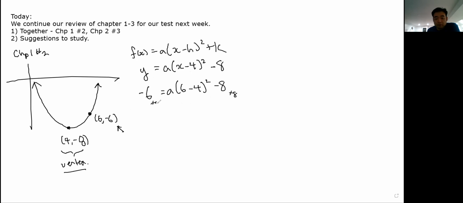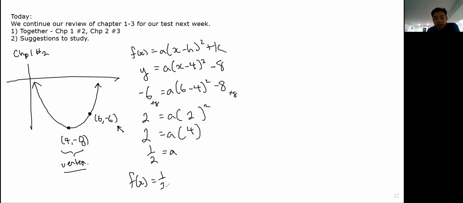Plus 8, plus 8, that is 2. And 6 minus 4 is 2. 2 is equal to a times 4. So a is equal to 2 over 4, or 1/2. My final equation is y = a(x - h)² + k.